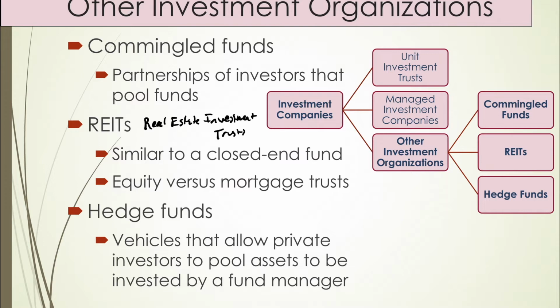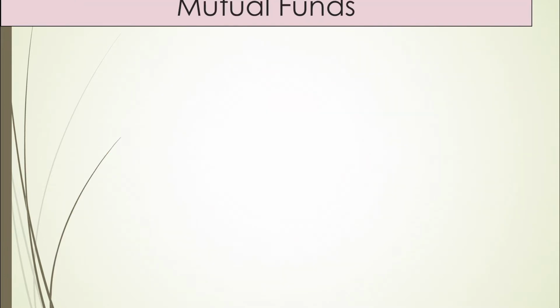So we've talked about investment companies, these companies that are pooling funds together, and the differences between your unmanaged unit investment trusts, your managed investment companies, which are your open-end funds and closed-end funds, and then lastly, those other investment organizations. For the rest of the chapter, we kind of turn our focus primarily to mutual funds. So let's focus on mutual funds and discuss their different features and how they operate.